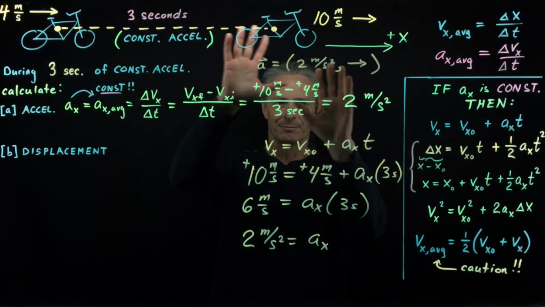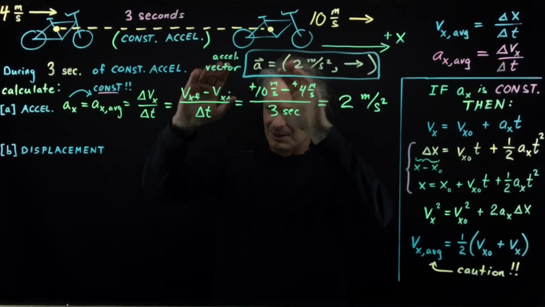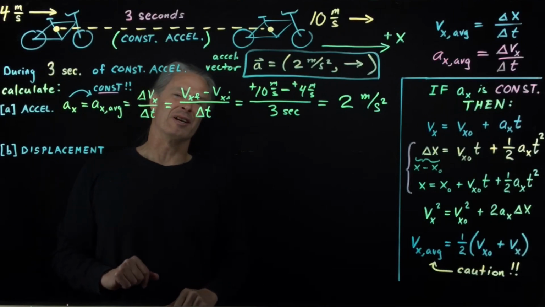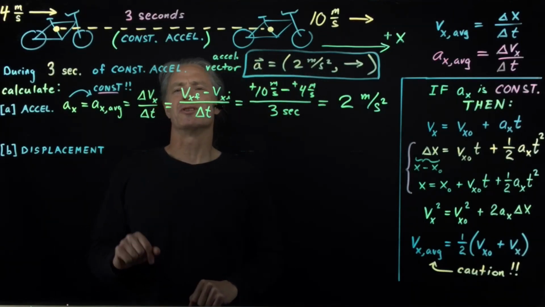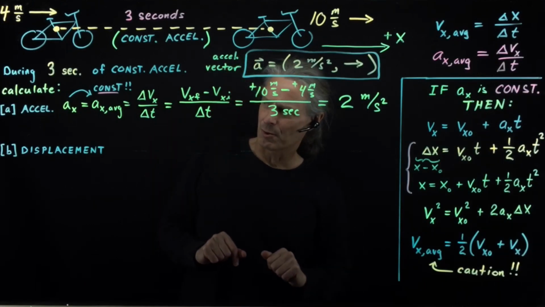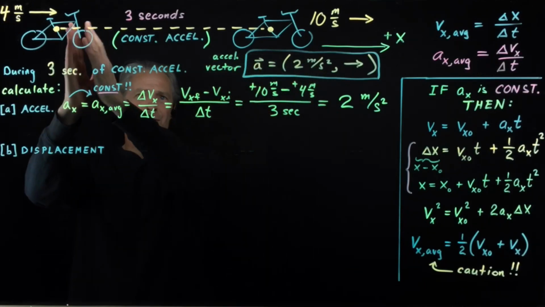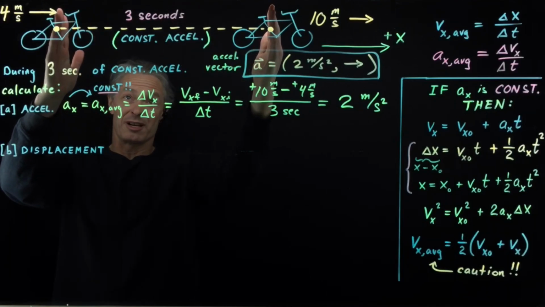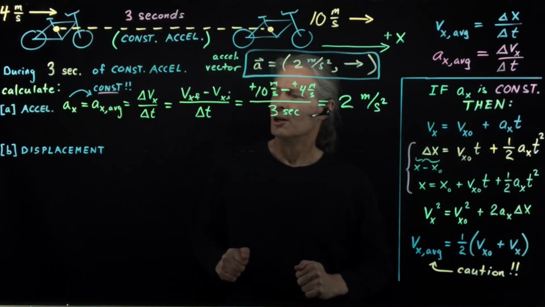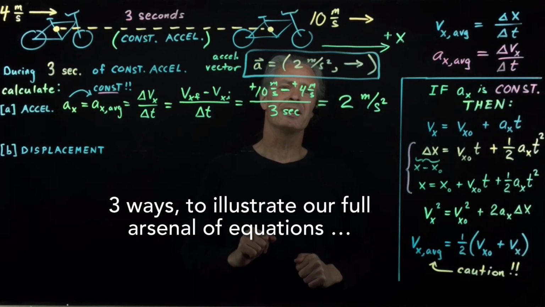So here we go. Now let's find the displacement of the bicycle during this 3-second time interval. Displacement, remember, is change in position. So what this question is asking for is, during this 3-second time interval, how far to the right does this bicycle move? Okay, we're going to do this 3 different ways.